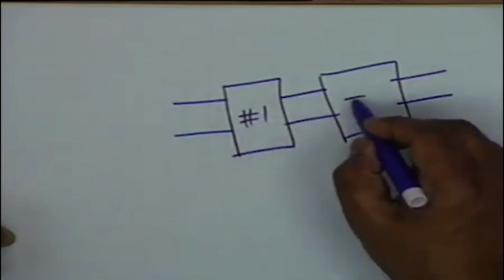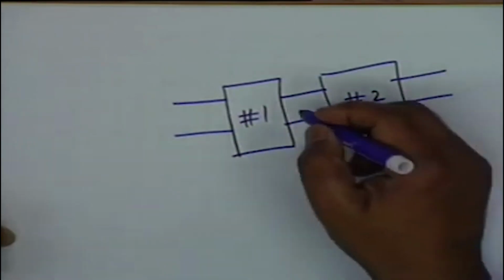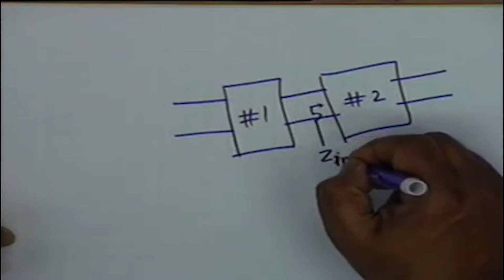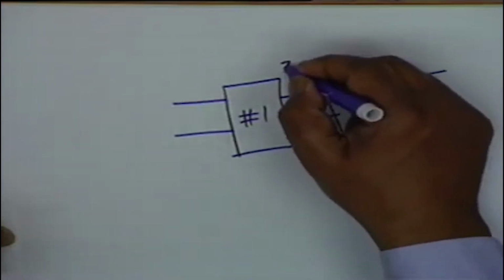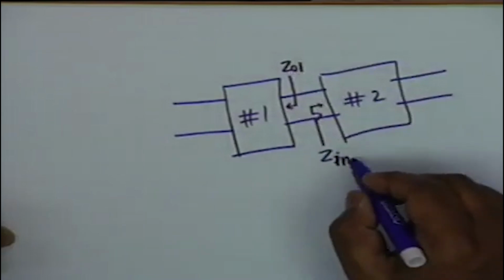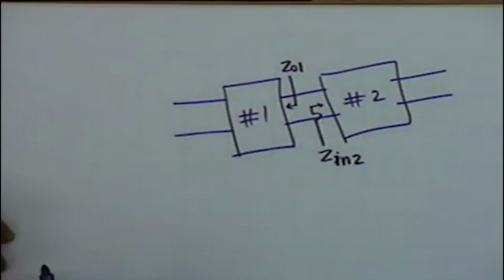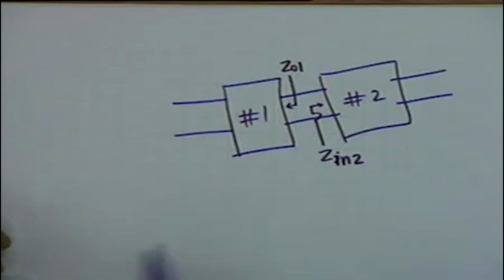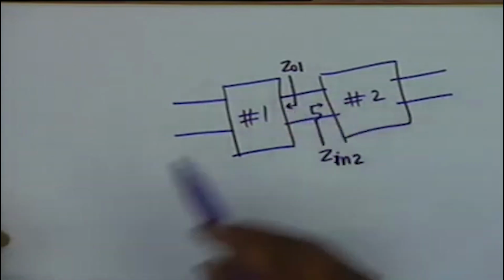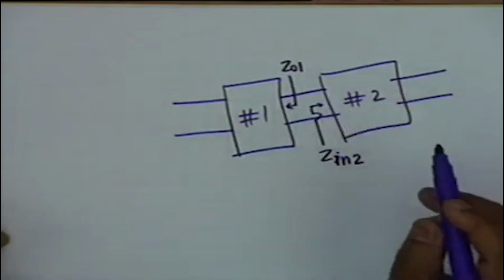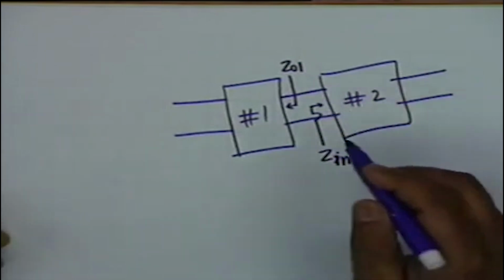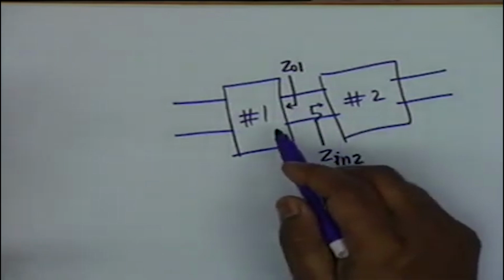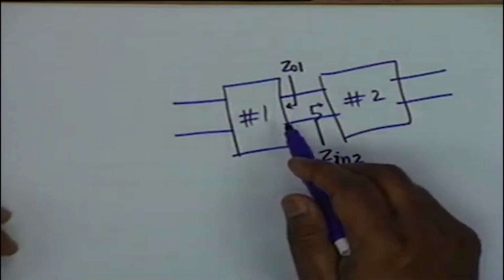Suppose this is stage 1 and this is stage 2. It is important to consider what is the input impedance of this stage, Z in, and what is the output impedance of this stage, ZO1 and Z in 2. It is important to consider the relative proportion of these two. Alright, suppose ZO1 is very large and Z in 2 is very small. Then only a small fraction of the first stage output shall be coupled to the second.